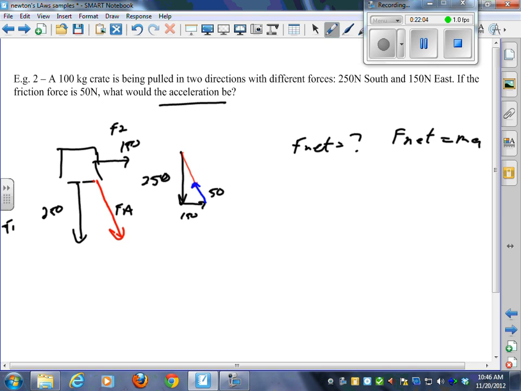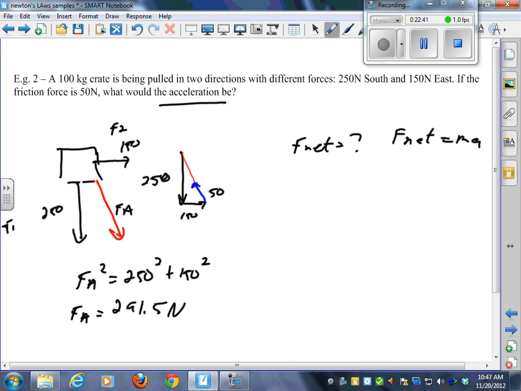So now I'm going to write FA squared is equal to 250 squared plus 150 squared, and solve for FA. I'm hoping you guys can solve that. You've seen enough of this that you can just do that. Okay, I know that in grade 8 you can't. But so you should get an applied force of 291.5.